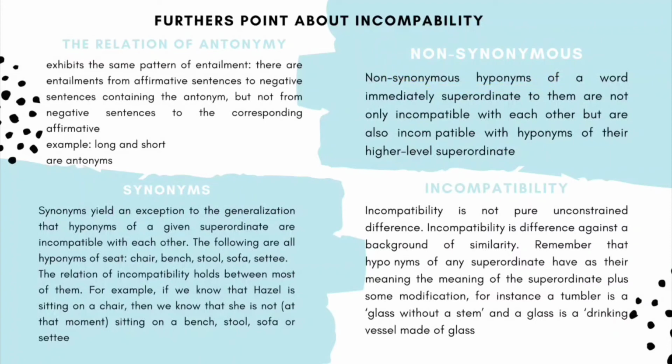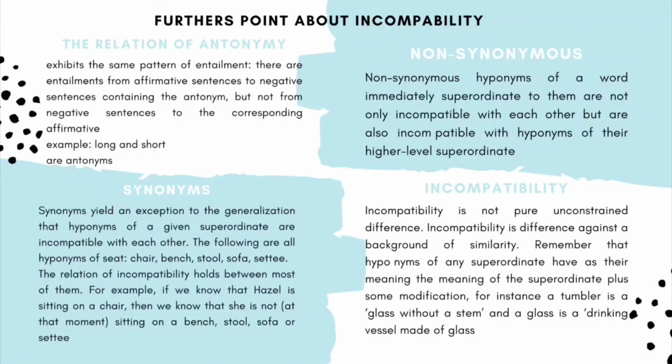Non-synonymous hyponyms of a word immediately subordinate to them are not only incompatible with each other but are also incompatible with hyponyms of their higher-level superordinates. Incompatibility is not pure unconstrained difference. Incompatibility is difference against a background of similarity. Remember that hyponyms of any superordinate have as their meaning the meaning of the superordinate plus some modification.